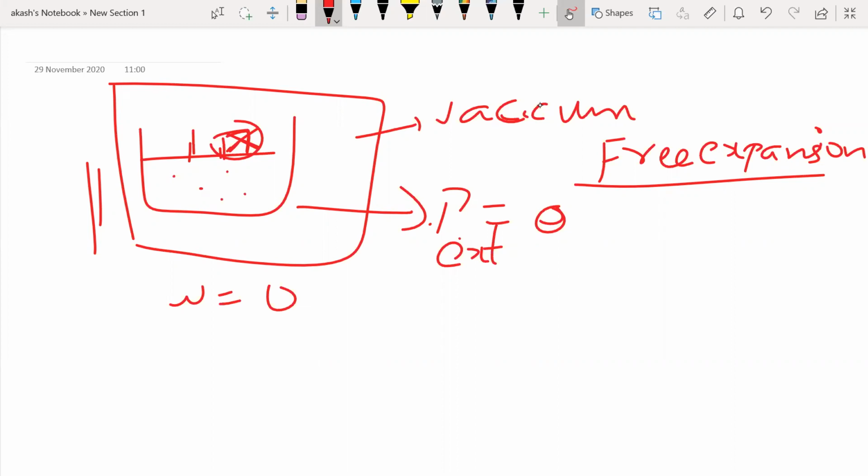I'll give you 2 minutes. Quickly go through it and tell me if you can find the answer. It's pretty easy. I want the answer in liter atmosphere only, so I don't have to convert it to joules.